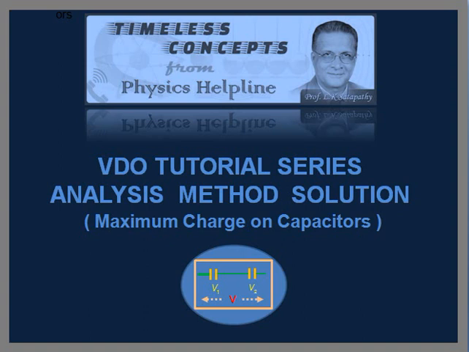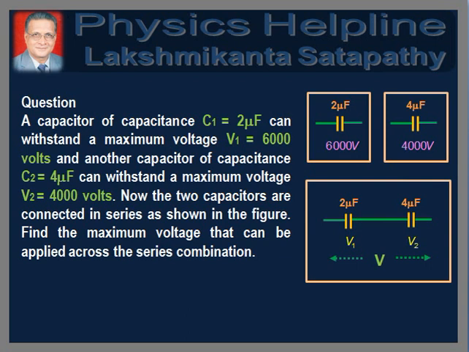The question is as follows. A capacitor of capacitance C1 equal to 2 μF can withstand a maximum voltage V1 equal to 6000 volts, and another capacitor of capacitance C2 equal to 4 μF can withstand a maximum voltage V2 equal to 4000 volts. Now, the two capacitors are connected in series as shown in the figure. Find the maximum voltage that can be applied across the series combination.